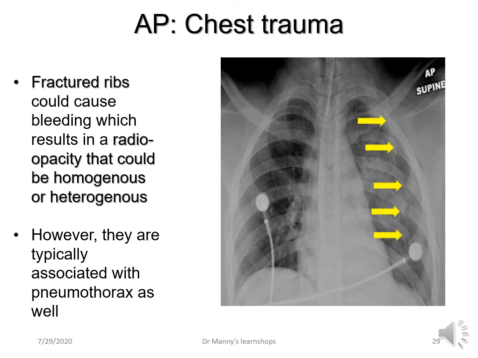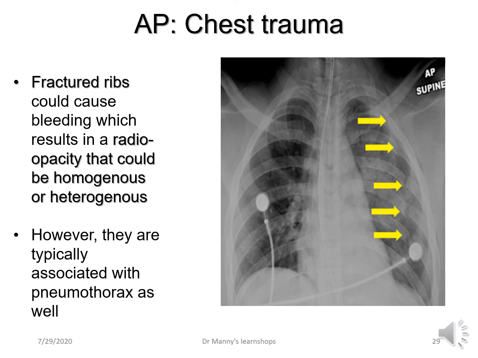Then you've got chest trauma. Well, we know the person's got chest trauma because they've been involved in a motor vehicle accident, or they fell off a building, they fractured their ribs. So with chest trauma on a chest X-ray, typically the fractured ribs could cause bleeding, which results in radioopacities that could be homogenous or heterogeneous. You could develop lung contusion. You could develop a hemothorax. However, they're typically associated with a pneumothorax as well.